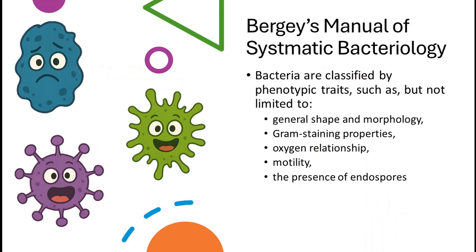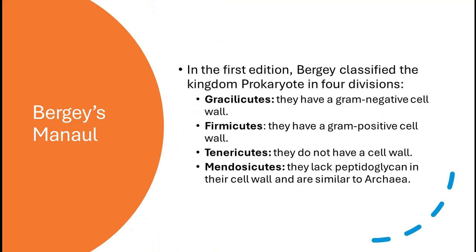And when you look at Bergey's, it will do those classifications based on general shapes and morphology, gram staining, oxygen, motility, lots of different kinds of biochemical tests. This type of classification has led to prokaryotes being put into 4 major divisions: Gracilicutes for the gram-negative, Firmicutes for gram-positive, Tenericutes for those that don't have a cell wall, and Mendosicutes for those that have a cell wall but don't use peptidoglycan. Since these terms are still used commonly today, let's talk just a little bit more about each.